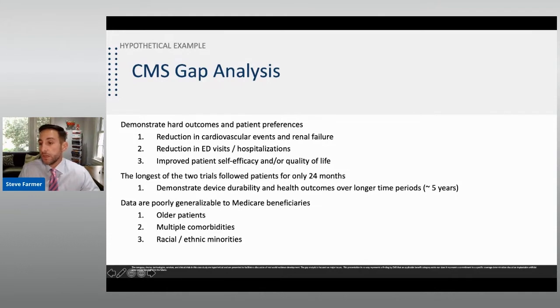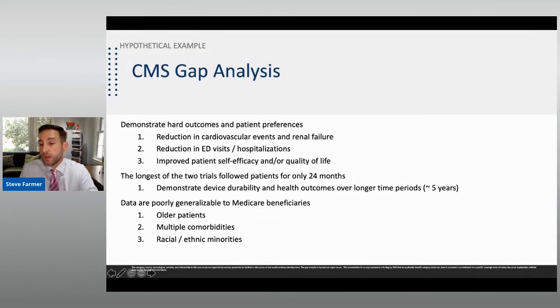Is this something that patients value? For example, does it demonstrate a reduction in cardiovascular events and renal failure? Does it show a reduction in ED visits or hospitalizations? Does it demonstrate improved patient self-efficacy or quality of life as meaningful outcomes, rather than intermediate outcomes?